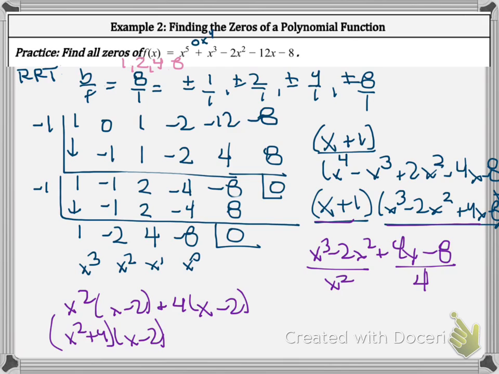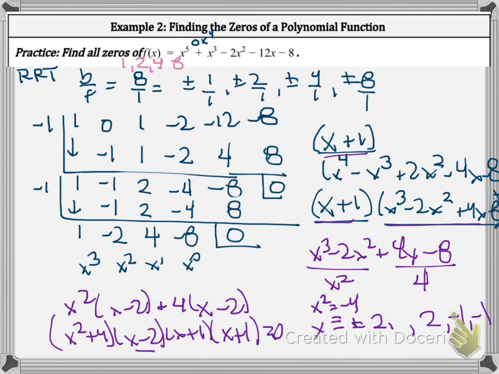And then let's bring down the other 2. X plus 1 times x plus 1, and that equals 0. So the x squared plus 4, if we solve for that, we would get x squared equals -4, so x equals plus or minus 2i. Then we have x equals 2, and x equals -1 and -1. And if I count, that's 1, 2, 3, 4, 5 solutions. Okay, so that's how you would do this problem.